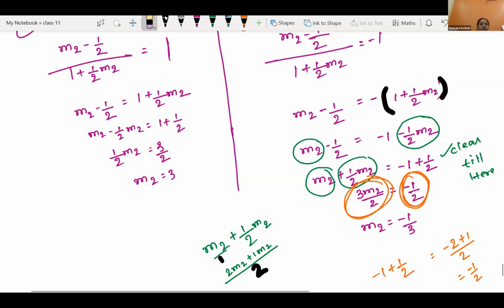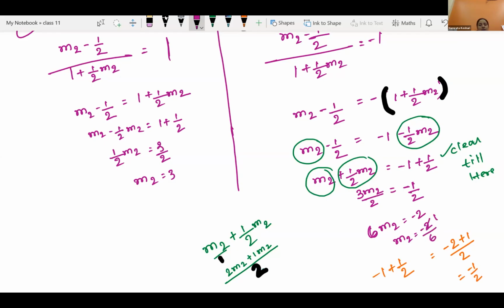Now you can do crisscross multiplication. You will have 3 times 2, which is 6 M2, and that is minus 2. That means M2 is equal to minus 2 by 6, that means minus 1 by 3. Is it clear? Manvi, Neha, Mariam, are you getting it? Two possible slopes we are getting.